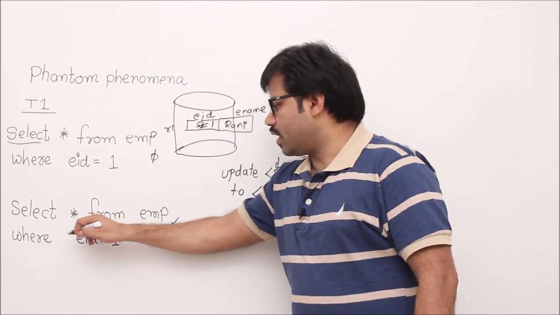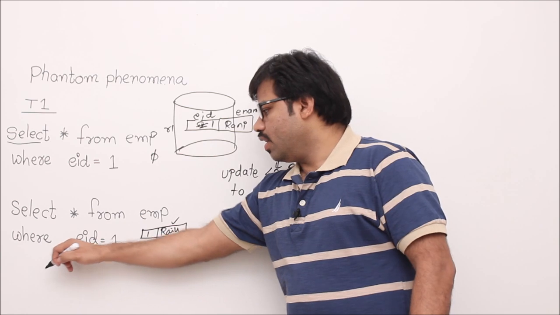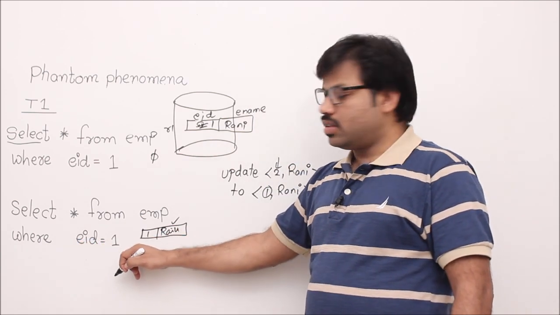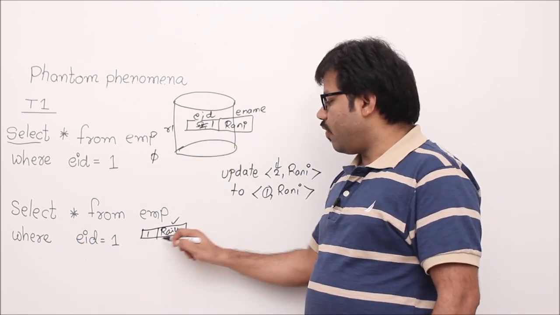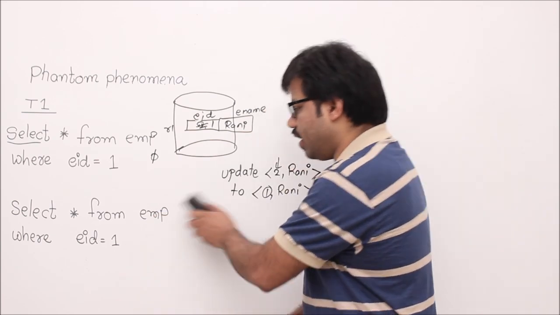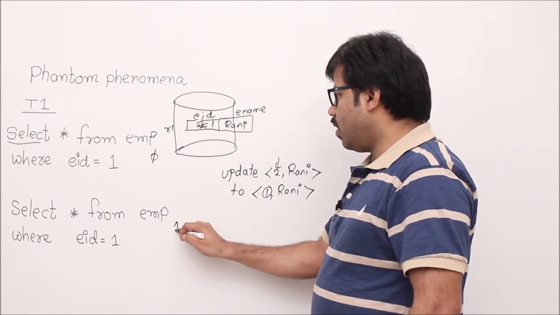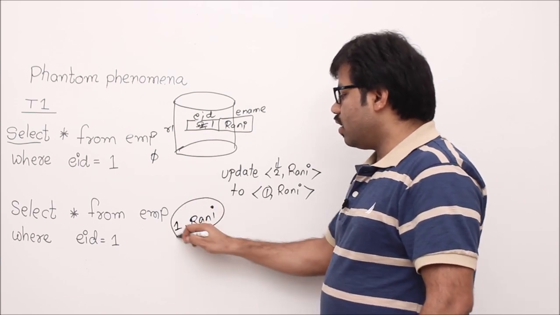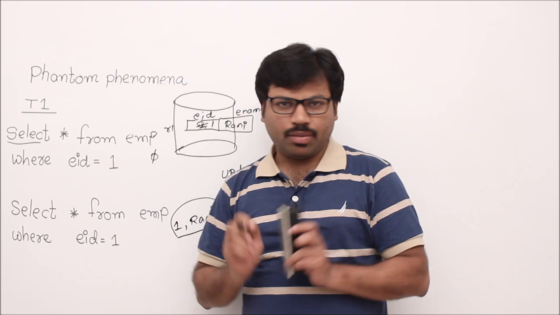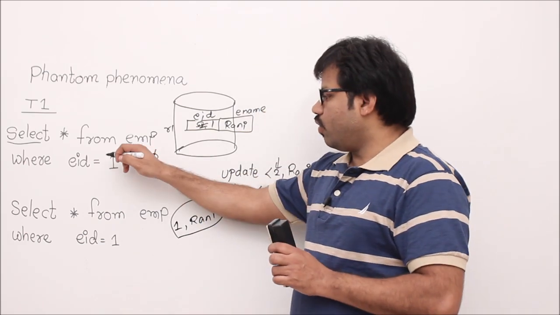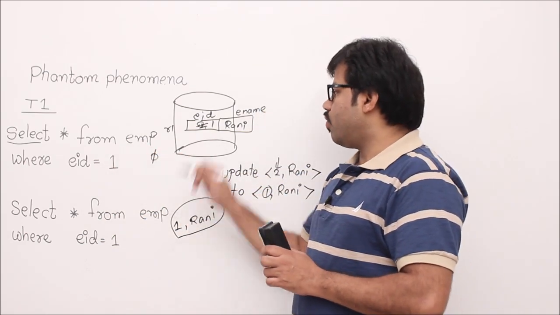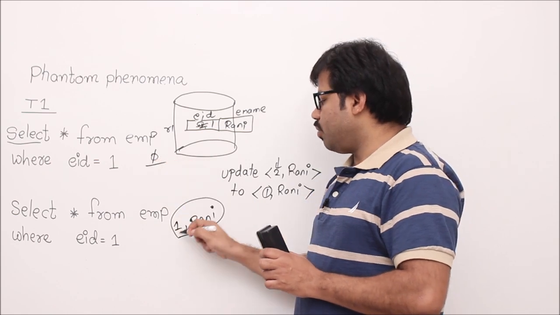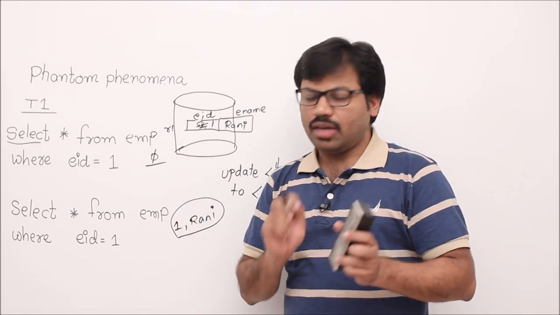Now if the same query is executed, select star from EMP where employee ID equal to 1. Because of this updation, next time when you access this query, you get what? 1 comma Rani, right? First time empty, second time 1 comma Rani. This concept is called unrepeatable read. So here when you read 2 times employee ID, first time nothing is printed, but second time you got a different answer. So that is unrepeatable read.